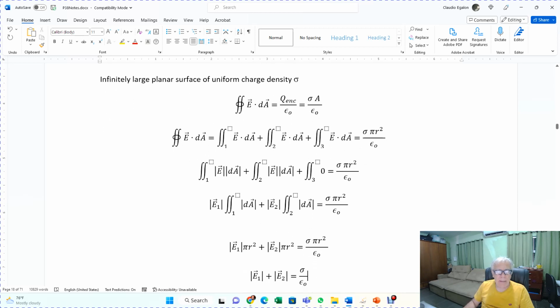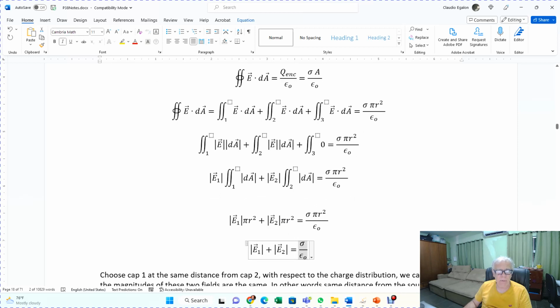The area that you see here is going to be pi r squared because it is the area of a disk over that charged surface. We have pi r squared. The r squared cancels out with this other r squared. That's why we get sigma over epsilon naught.